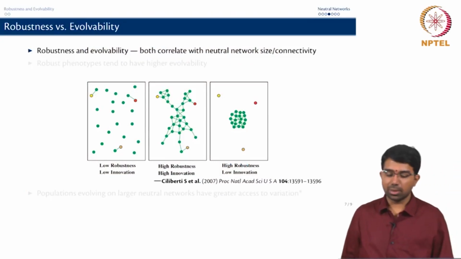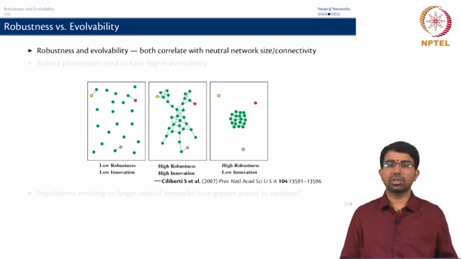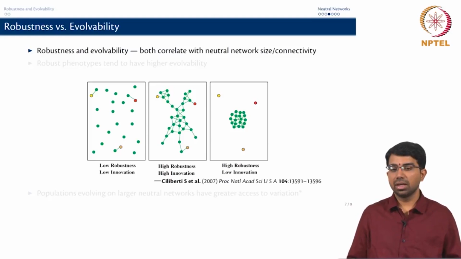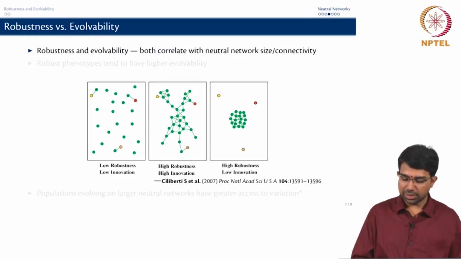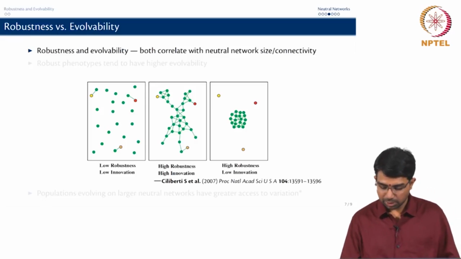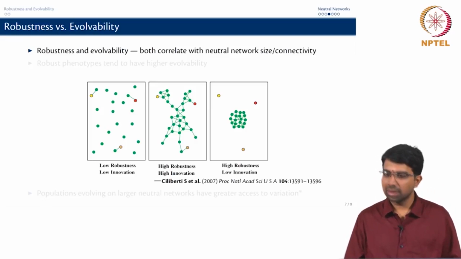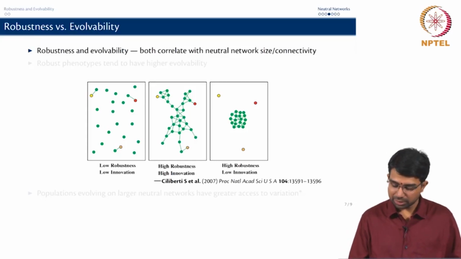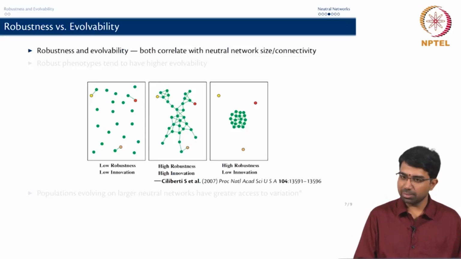Robustness and evolvability both somewhat correlate with neutral network size and connectivity. Size alone is not sufficient, connectivity alone is not sufficient, as you will see here. This is a network which is highly connected but somewhat very tightly connected. This is a network that is completely disconnected.